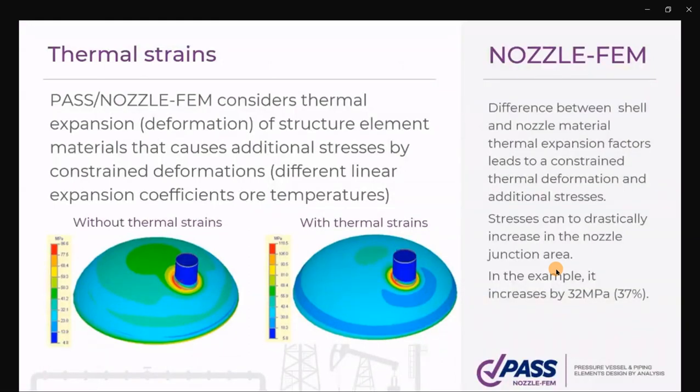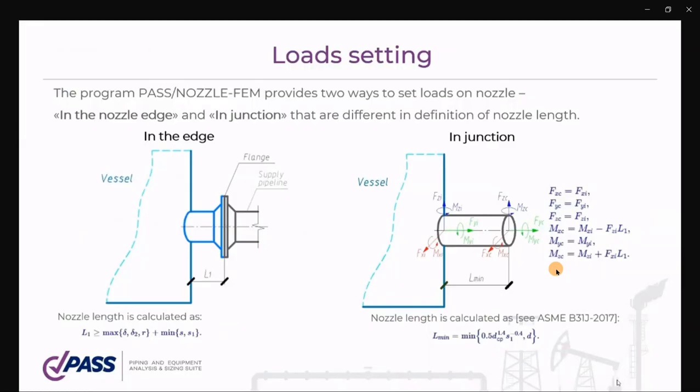Thermal strains. The program considers thermal expansion deformation of all structure elements' materials that cause additional stress by constrained deformations. The reason may be different linear expansion of materials or temperatures. In the slide, you can see an example without and with thermal strains. Thermal strains increase common stresses by 37%.